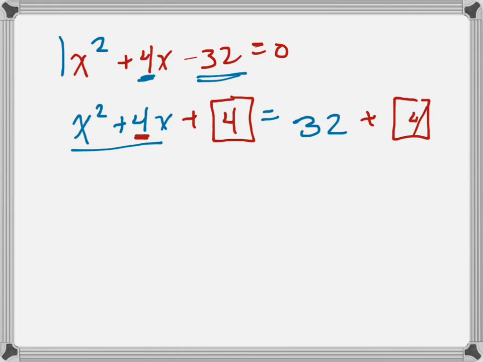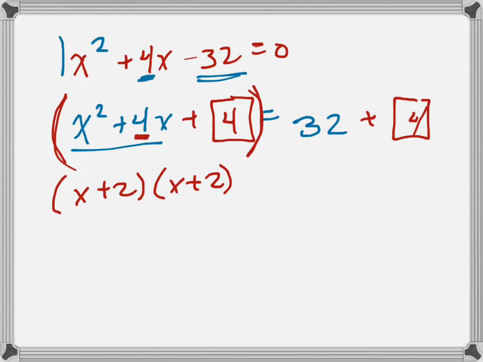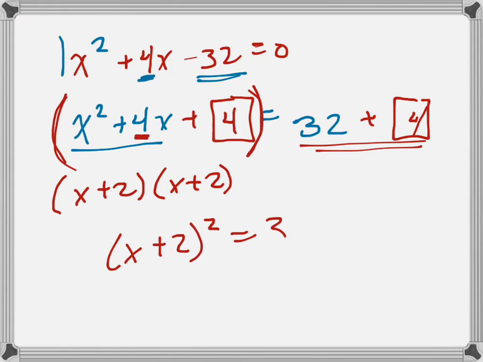And the reason I did that is because now, what does this thing do right here? It factors into what? x plus 2 times x plus 2. Yeah. What's x plus 2 times x plus 2? It's not x squared plus 4. It's x plus 2 squared. That's why it's called completing the square. And what's this side equal? 36. Now, the reason I do that is because now, how can I solve this equation for x?